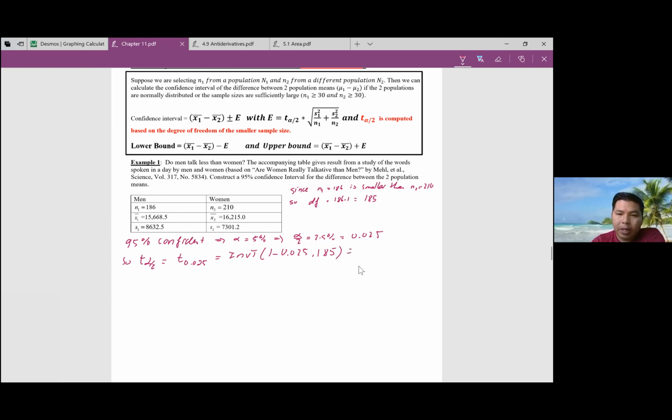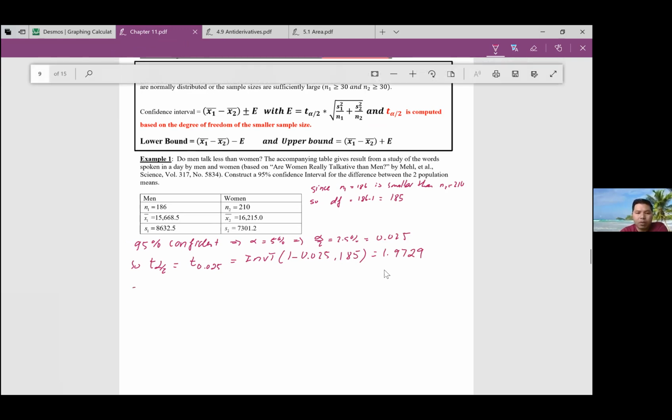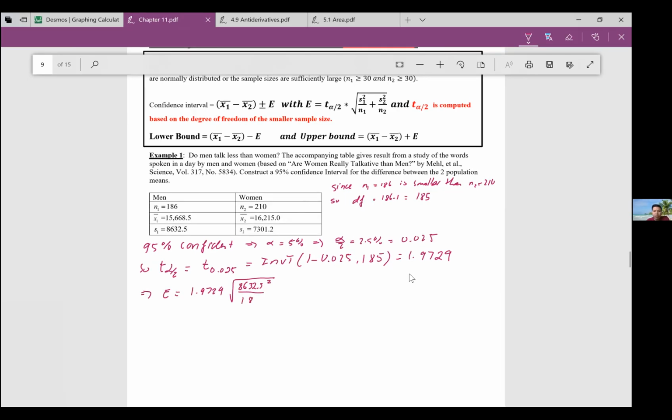All right, so I'm getting 1.973. That's T alpha over 2, which means that the margin of error will be 1.9729 times the square root of 632.5 squared divided by 186, plus 7301.2 squared divided by 210. Okay, so that's the margin of error that we're going to have.